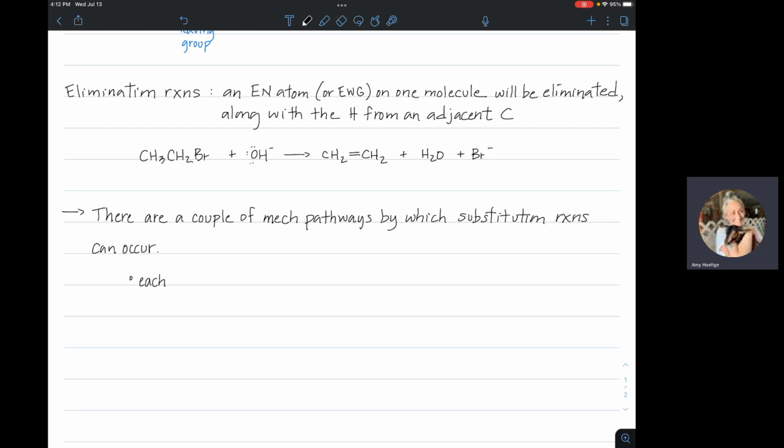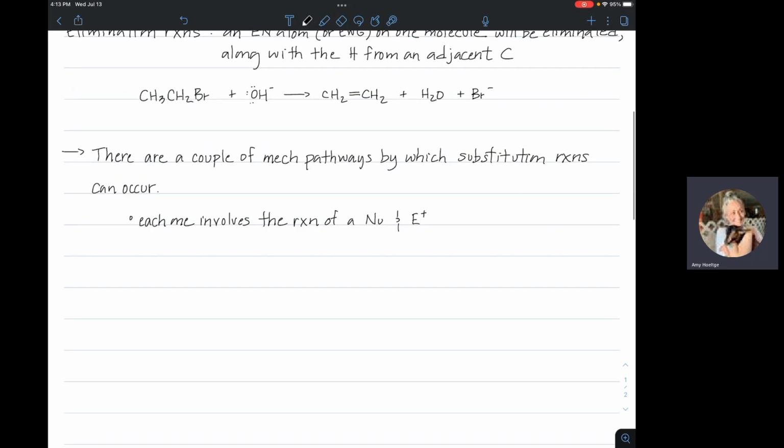So each one involves the reaction of a nucleophile, abbreviated just NU. That's the thing with the electrons, and an electrophile, E+. So we'll just say it doesn't have to have a formal positive one charge, but it's deficient in electrons. So that's sort of like our symbology for an electrophile. So this is going to be our nucleophile. And this will be our electrophile.